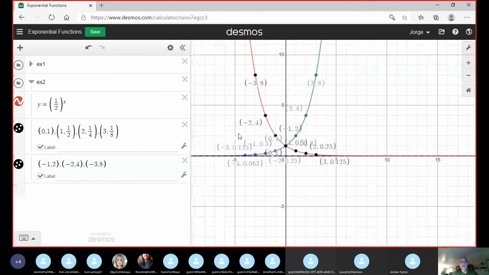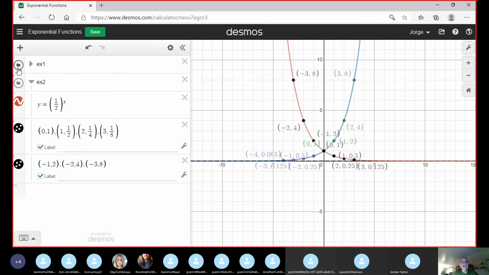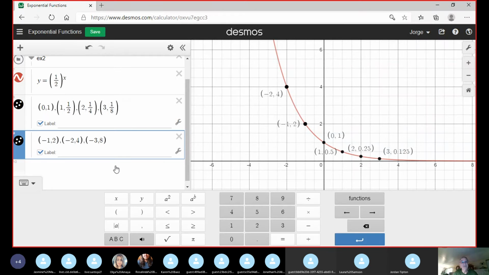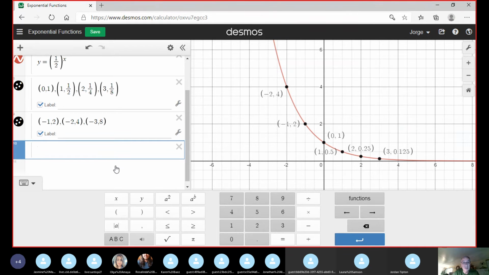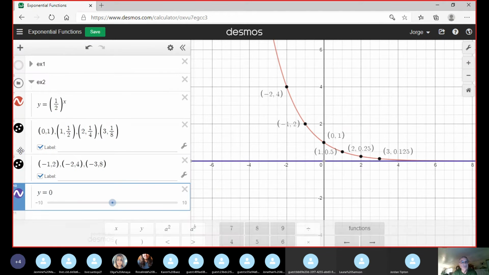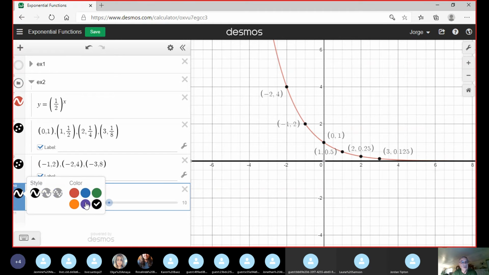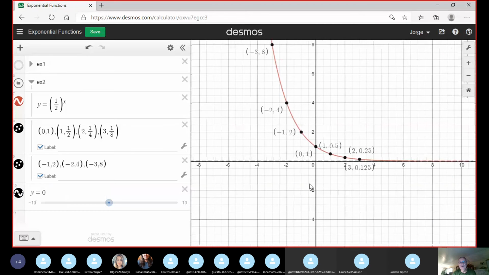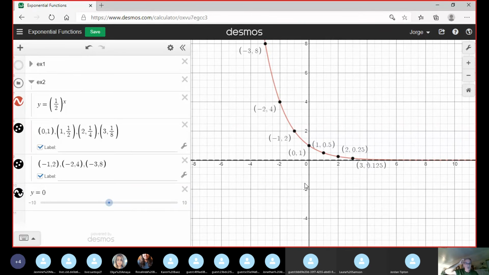Look at that. Okay, let me temporarily delete the blue. I'll keep only the exponential. One more time, exactly the same happens. We have the horizontal asymptote at y equal 0. This is classical. Any asymptote you put in black color, dotted line. Bam! And this is the fantastic graph of the exponential function y equal 1/2 raised to the x power.